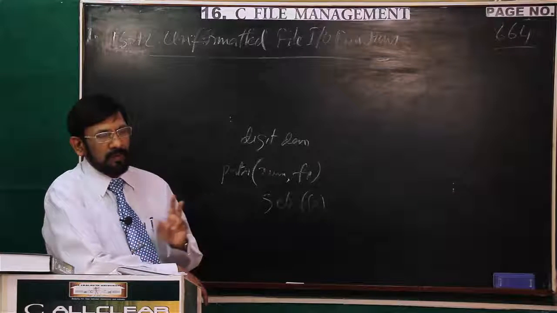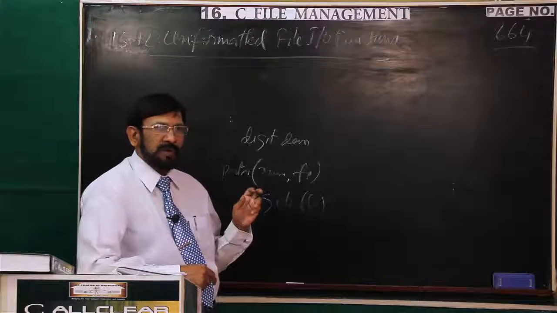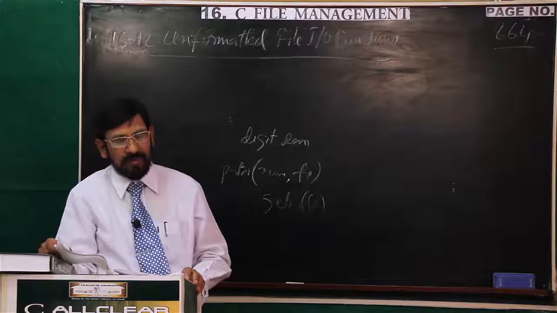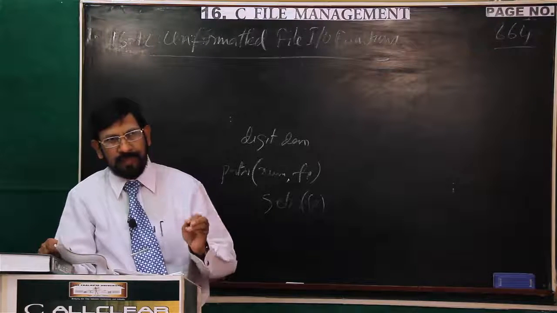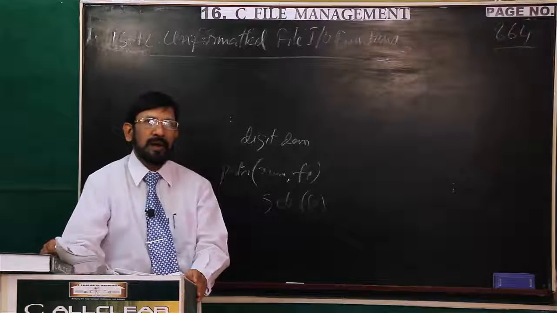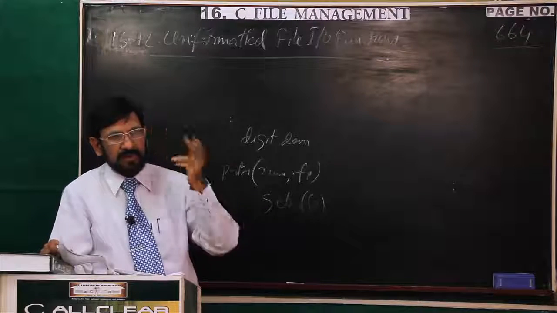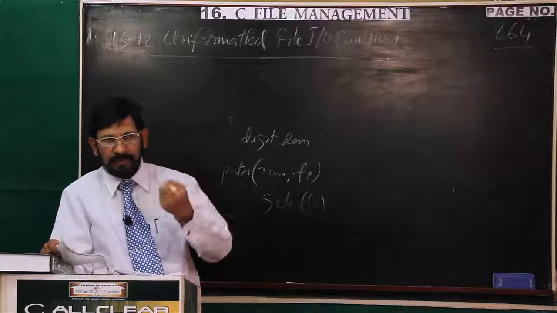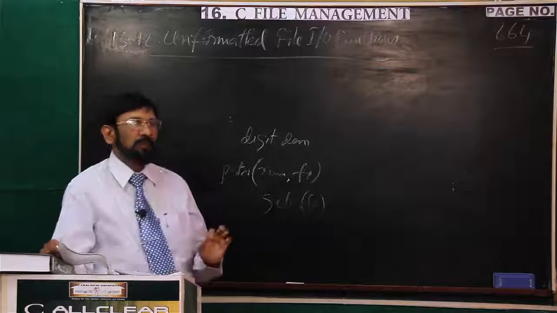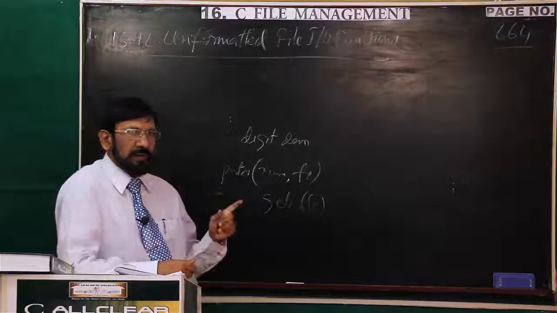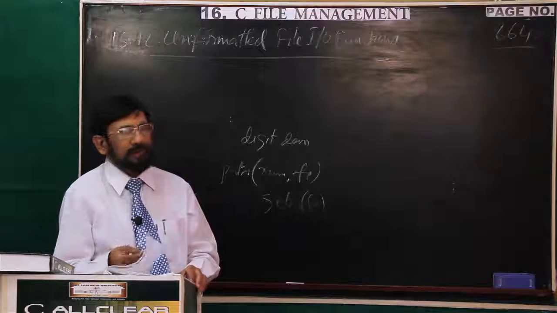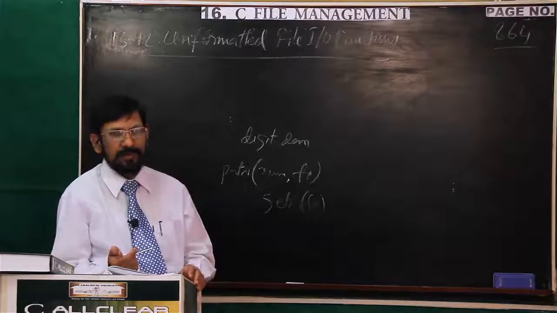This is the way. Now we learned unformatted functions. By using fputs, we have written a string on a file, and by using fgets, we read the string from the file and displayed it on the monitor screen. In the same manner, by using putw, we write a number on the file, and by using getw, we are reading the number from the file. Ultimately, we are displaying it on the monitor screen.